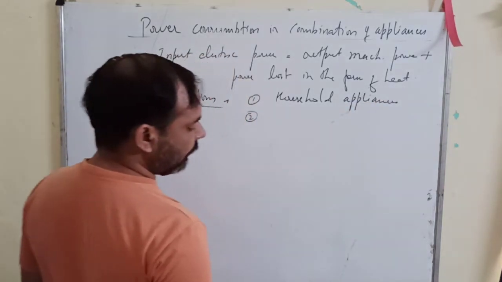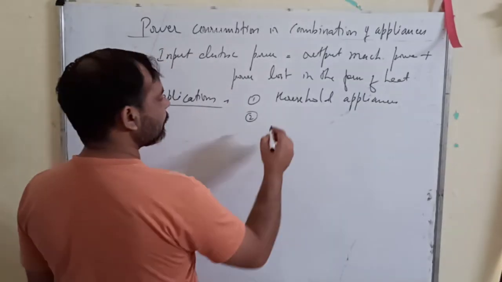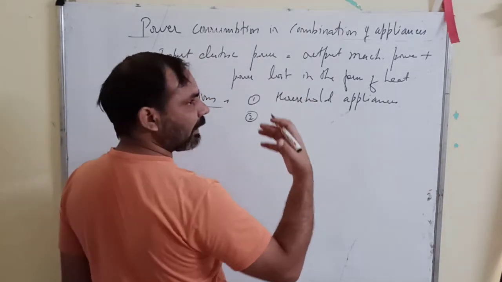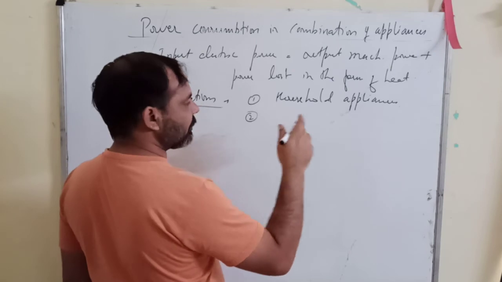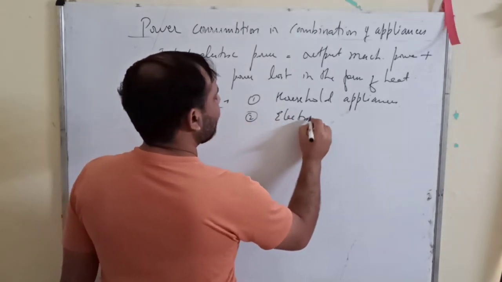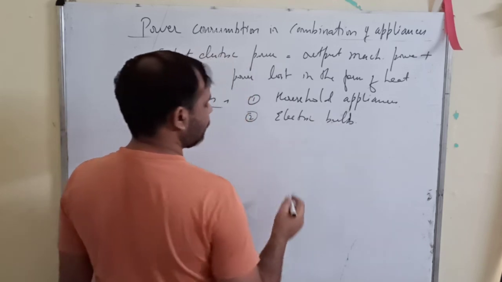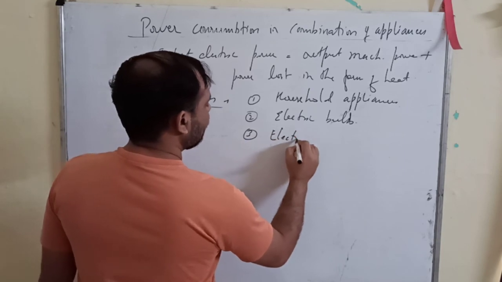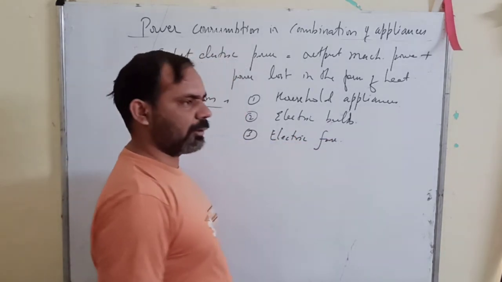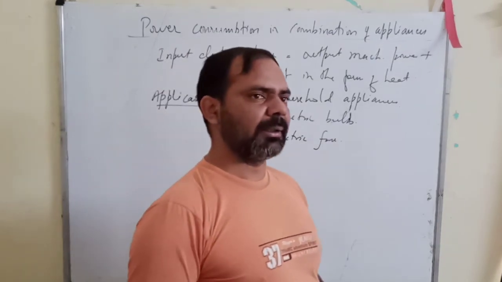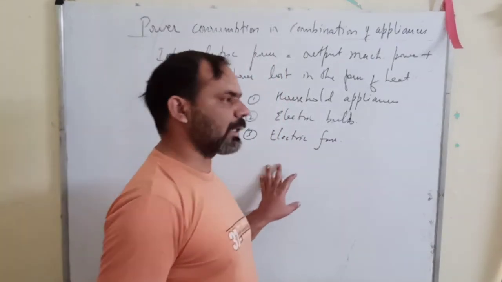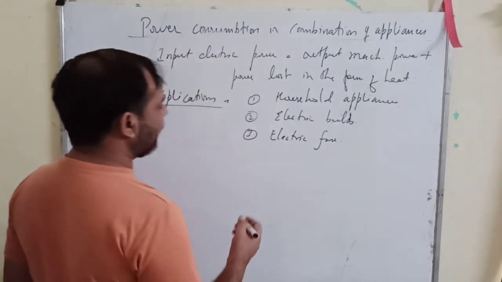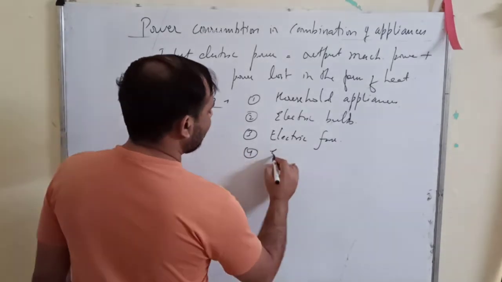Then a few more you can give, like your electric bulb, or anything that is working on the basis of electric energy. We can give an example of an electric bulb. Then another example is electric fuse. This you must have discussed in your class 10 syllabus, what is an electric fuse. So electric fuse is again an application of heating effect of current, and there are many other applications also, like electric welding.